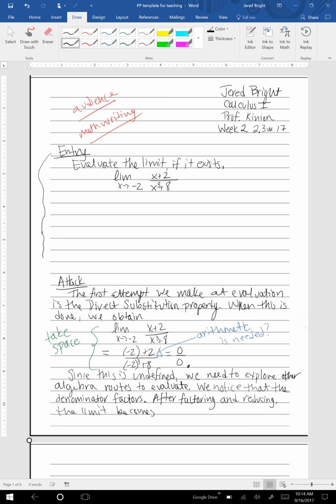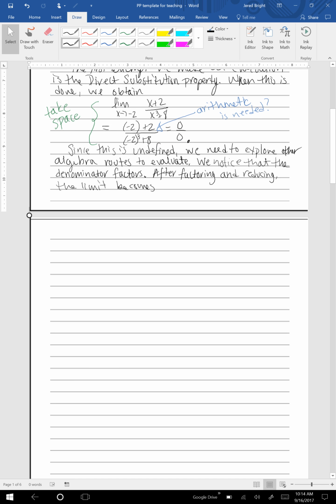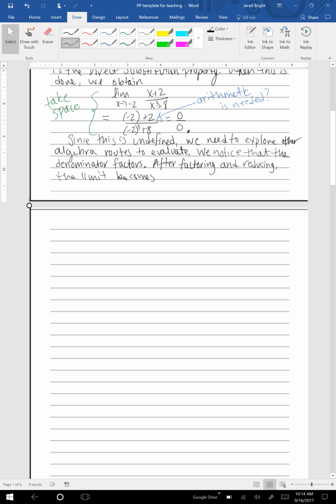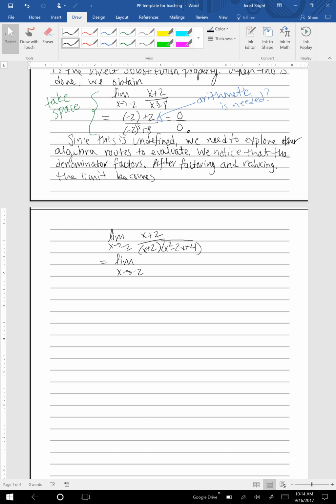and I'm going to scroll down here just a little bit. Let me do select, okay, and so then I'm going to come down here: limit as x approaches -2 of x plus 2 over, and this should factor as x plus 2 times x squared minus 2x plus 4, and I'm going to do equals limit as x approaches -2 of 1 over x squared minus 2x plus 4. Okay, and I can close that in parentheses, I don't need to.